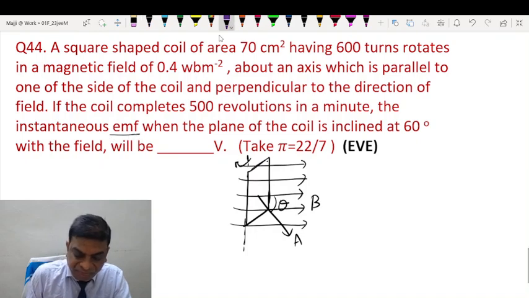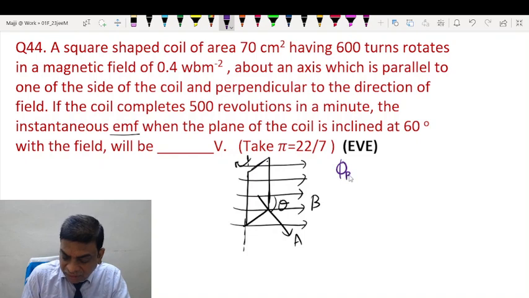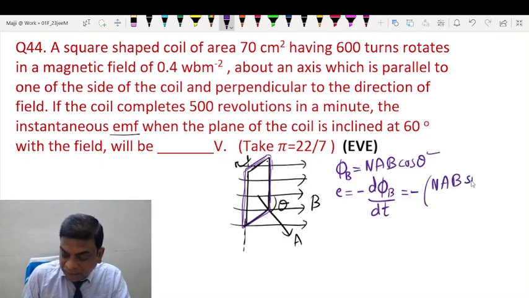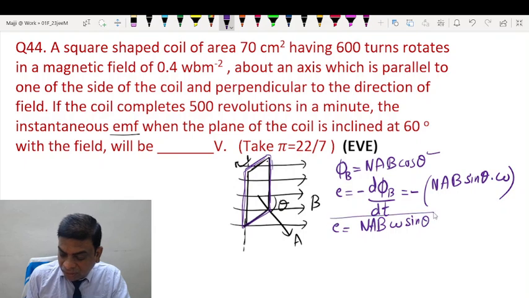Before that, we can find the flux. So magnetic flux linked with that is NAB cos theta, number of turns into A into B into cos theta. Now induced EMF as per Lenz's law is minus d phi B by dt. As you differentiate with respect to time, you have NAB sin theta d theta by dt. d theta by dt is omega. So this is the final expression. So we have to substitute the values here.